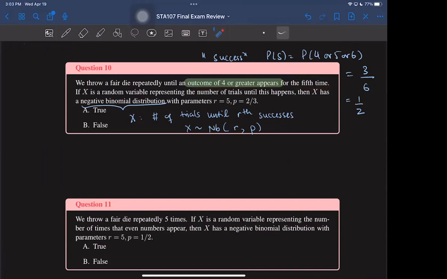So it matches the description of the negative binomial distribution, which is the number of trials until we get the 5th success. So here R should be equal to 5 and P, the probability of success in each trial, has to be 1/2. So this question is false. Does this make sense?